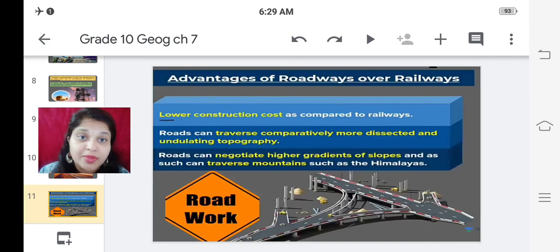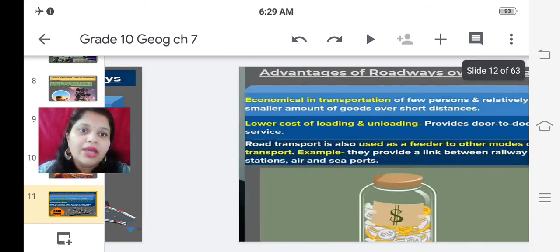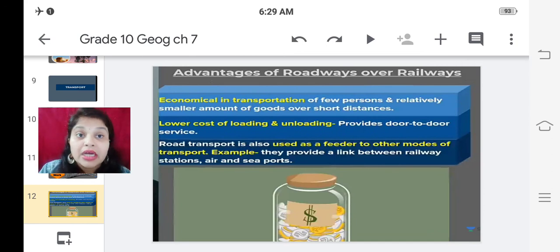अभी मैंने आपको एक्सप्लेन किया कि हिमालय जैसे माउंटेन्स पे भी रोड कंस्ट्रक्ट किए गए हैं. So you can think that road can be constructed on any level of land. Okay, further advantages are they are economical in transportation of few persons and relatively smaller amount of goods over short distances.